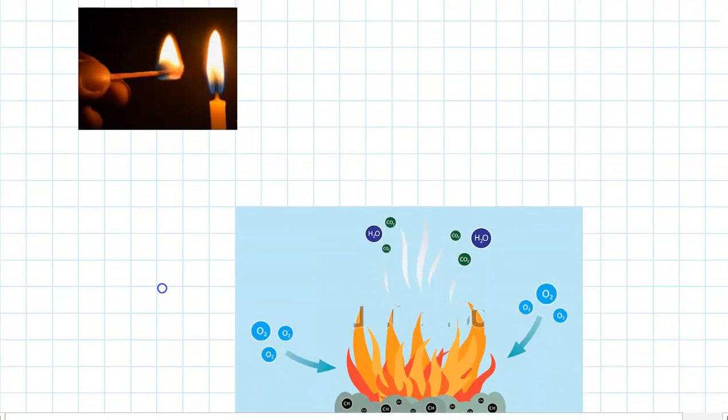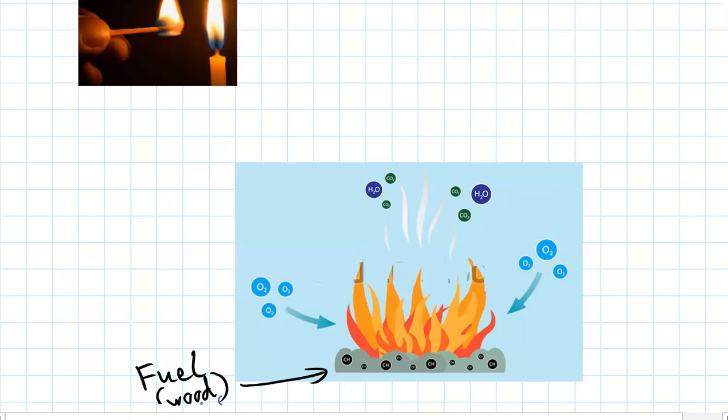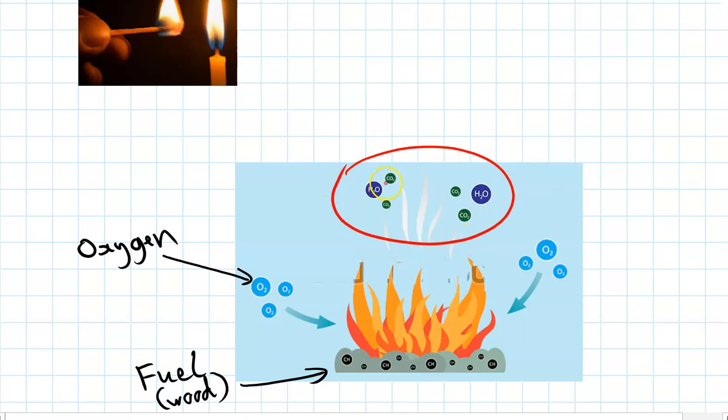So let's look down at this picture here. So here we've got some kind of fuel burning. It looks like wood. So you've got your campfire. As that fuel's burning, we've got our oxygen molecules being sucked in from the air around. And then you can see that we've got being given off, we've got H2O, which is water, and we've got CO2, which is carbon dioxide. Got water and CO2.